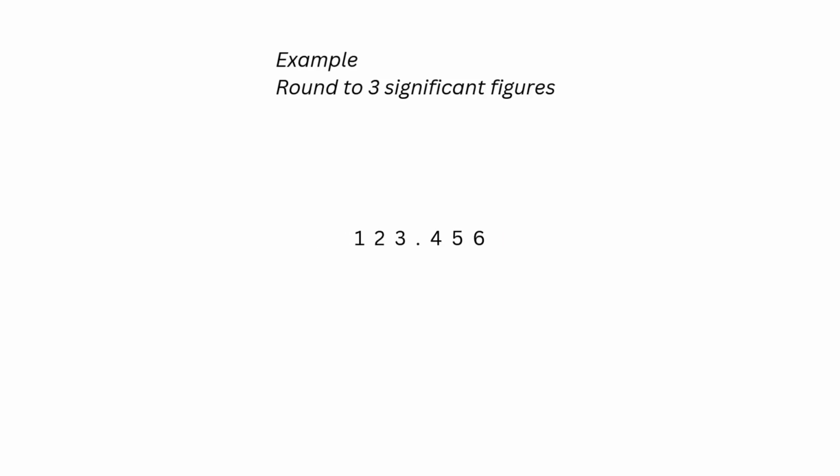How to round correctly? When rounding to significant figures, round to the last significant digit. If the next number is 5 or higher, round up. Here we have the number 123.456, and we need to round it to 3 significant figures. To round to 3 significant figures, we focus on the third digit, which is 3. The next digit after it is 4. Since 4 is less than 5, we do not round up.